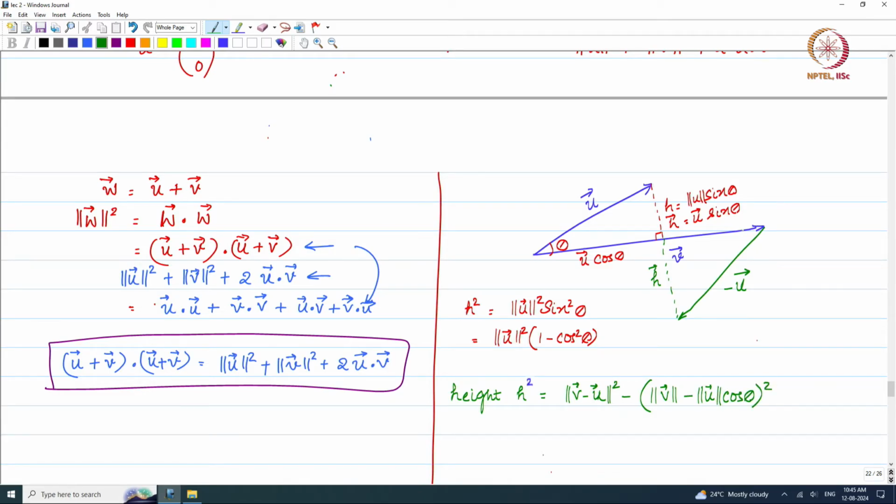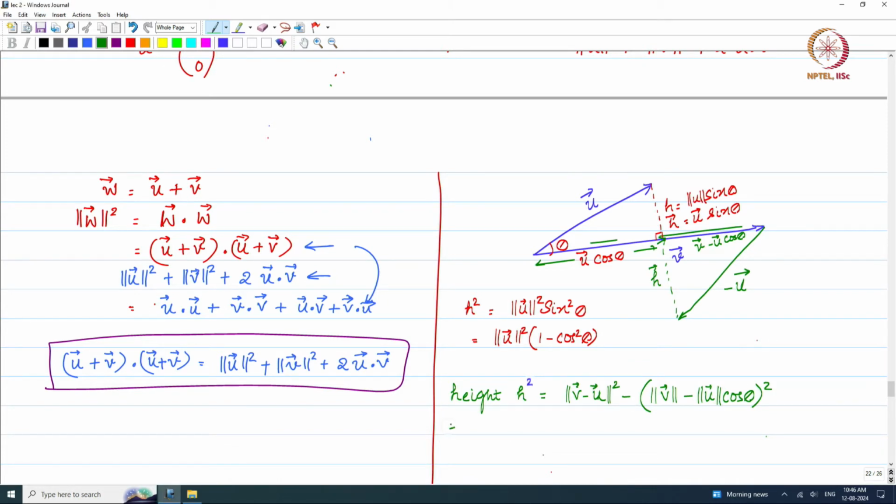So what is this? This entire vector is v. So this is going to be u cos theta, and this is going to be u cos theta. So what I am going to have is v minus u cos theta is going to be that. So we have v minus u cos theta whole square, and this is going to be v minus u the whole square. So we are going to have the vector height, the height is equal to this.